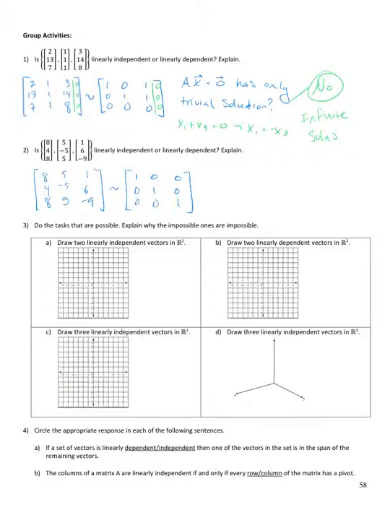Okay, but in this next one, when I row reduce and imagine that I have augmented with zeros, this says x1 equals 0, x2 equals 0, x3 equals 0. That is the trivial solution, so this is linearly independent.